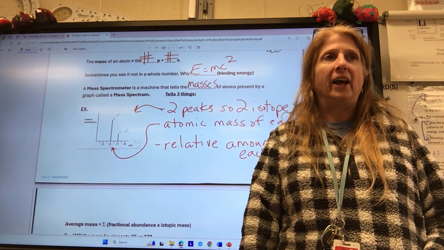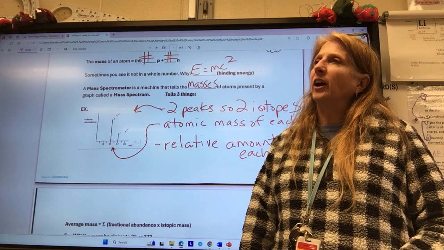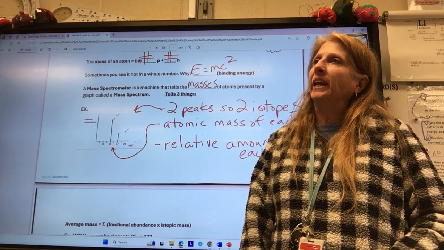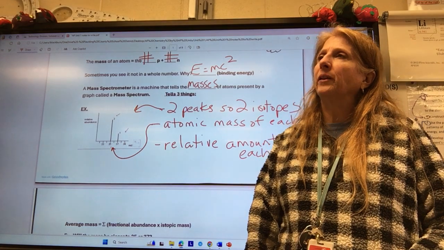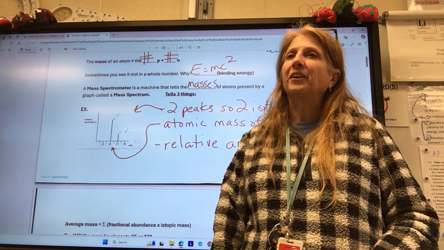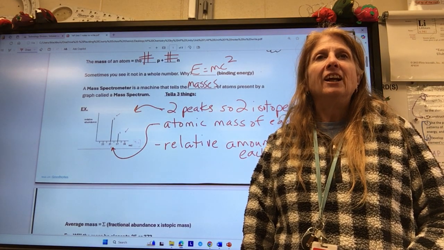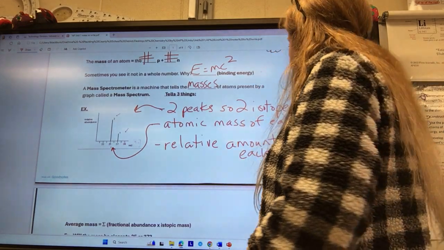Do we feel good about that? So now look on the periodic table. What element do you figure that is? Which one's close to between 35 and 37? Chlorine. Do you see it? So that's another question they could ask us about this.